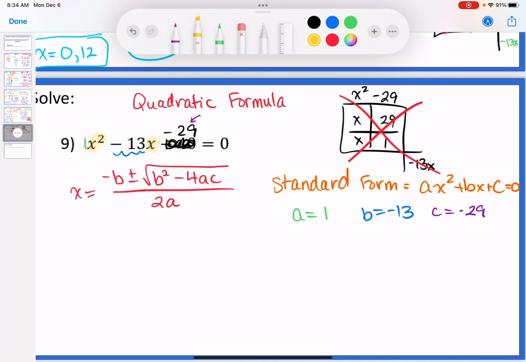I do really, really, really want you to make sure you write down a, b, and c if you have to use the quadratic formula, but again, this is last resort. Almost never will you be doing this in class, but just in case, I wanted to remind you.